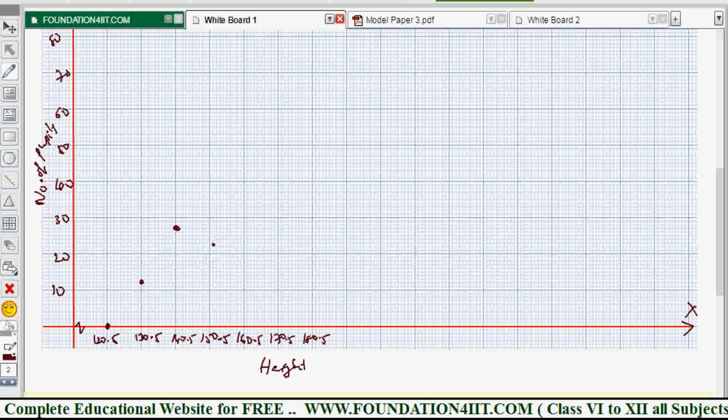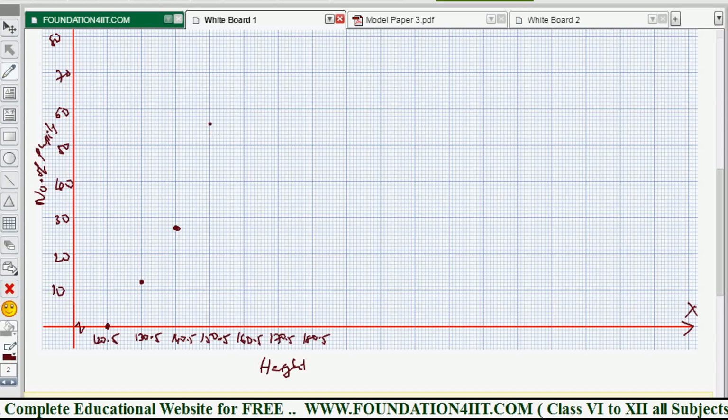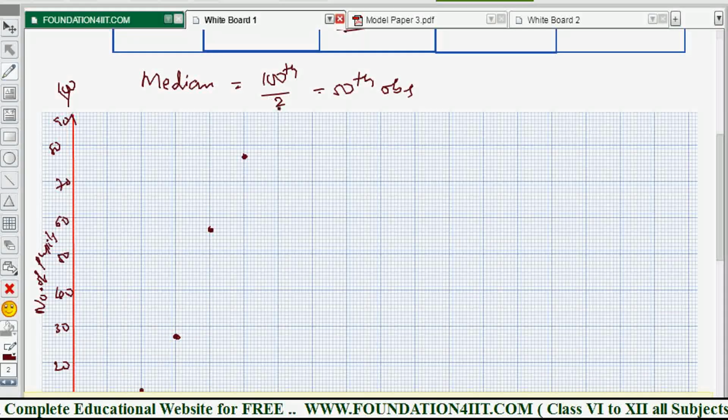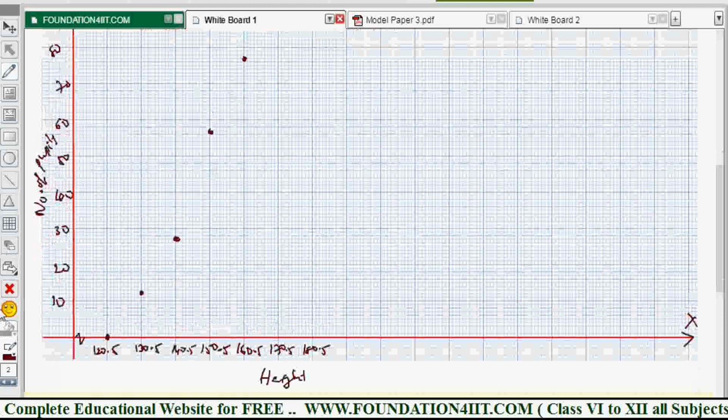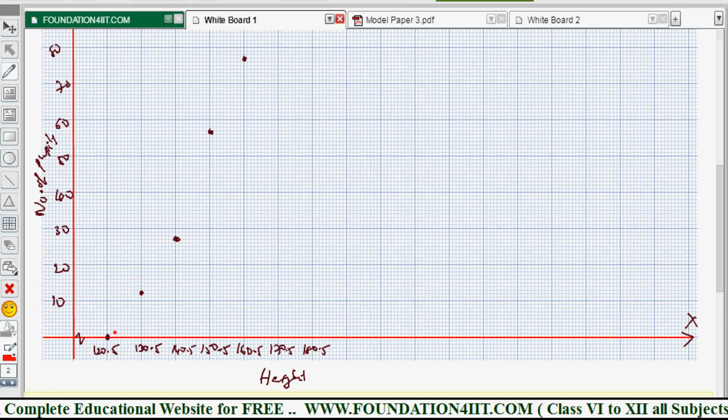Again 150.5, and for that it is 58. So after the 58th point, next is 78. 78 is here, followed by 92 and 100. So after 92, just 100. Okay, the graph is not here, but you can adjust, and you can arrange these lines. Then using freehand you can join these lines.